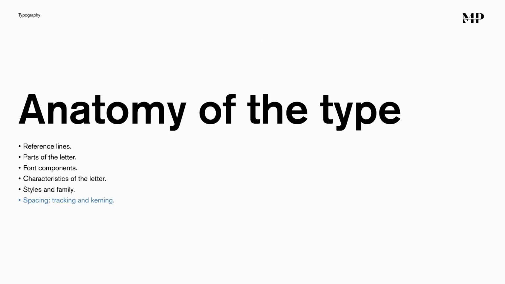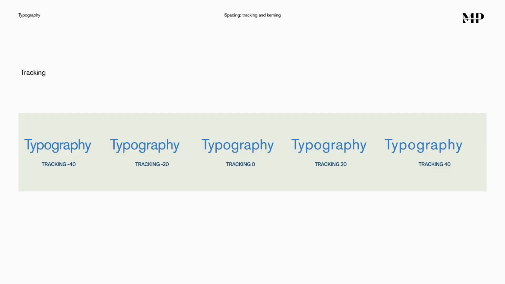And finally, we are going to finish the anatomy of the type by talking about spacing, specifically the difference in concepts between tracking and kerning. If we start with tracking, let's say that tracking is the distance between each of the letters in a word. If we decrease the tracking, we will bring the letters of a word closer together. If we increase the tracking, we will separate the letters of a word.